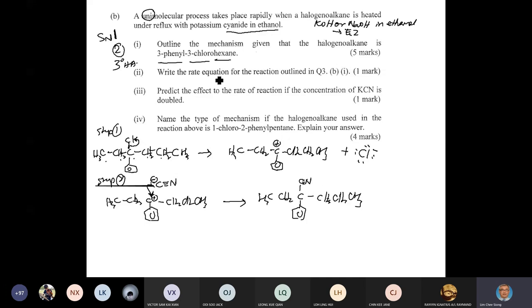Okay, write the rate equation for the reaction outlined in Q3. So then we refer to unimolecular. Unimolecular refers to the haloalkane compound only. So the answer can be, write it down, rate equals k followed by, be careful, the chemical structure. You want to give the name or draw the chemical structure here, both are allowed.